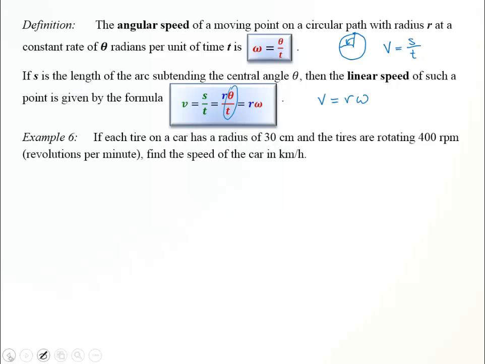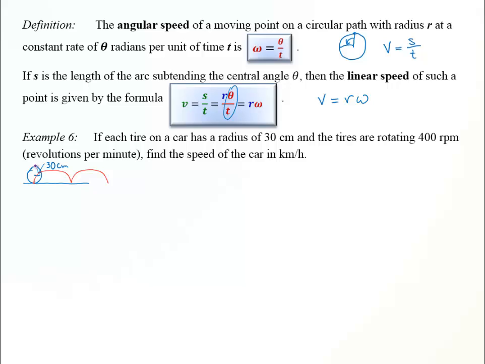If each tire on a car has a radius of 30 centimeters and the tires are rotating 400 revolutions per minute, find the speed of the car in kilometers per hour. So let's picture out the situation. Let's say this is the road, here's a tire, the radius is 30 centimeters, and the tire is rolling on the road. Therefore, if I observe this point, it will go somehow like this, to the next point, to the next point, and so on.